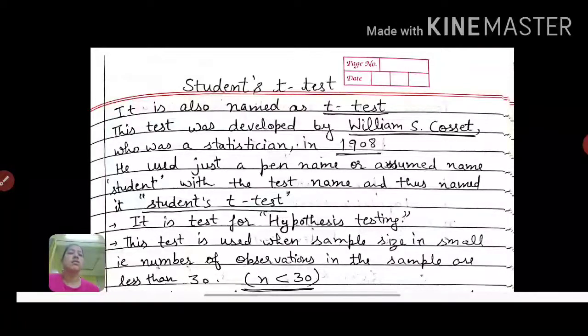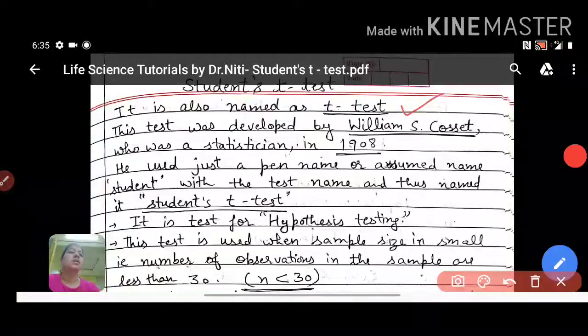Hello everyone, I welcome you all to this lecture, and in this lecture I am going to talk about the t-test. The t-test was developed by William S. Gosset in 1908.